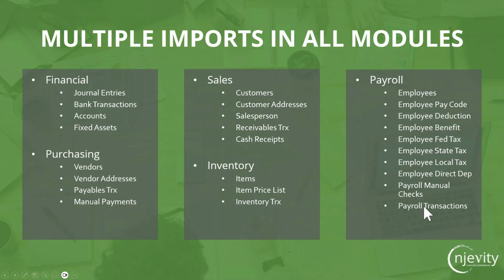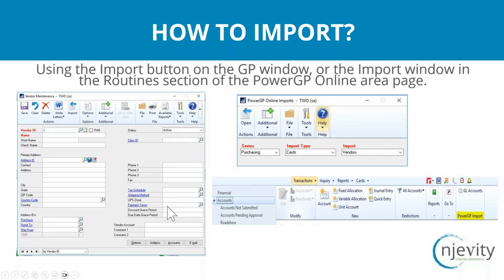And in payroll, you can pretty much import anything it takes to get payroll up and running. You can import your employees, your pay codes, deductions, benefits, federal taxes, state taxes, local taxes, direct deposit. You can bring in payroll manual checks and payroll transactions. So when I say that every one of these windows has an import button at the top of it, that is true with the exception of fixed assets. And fixed assets does not have an import button at the top. There's other navigation. So I think our next slide is navigation.